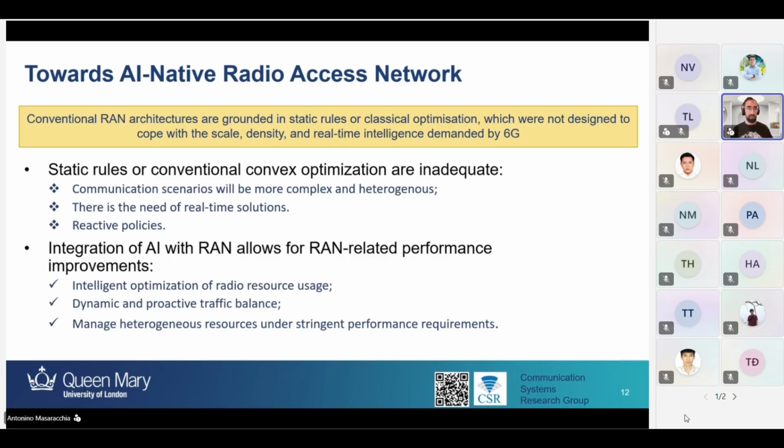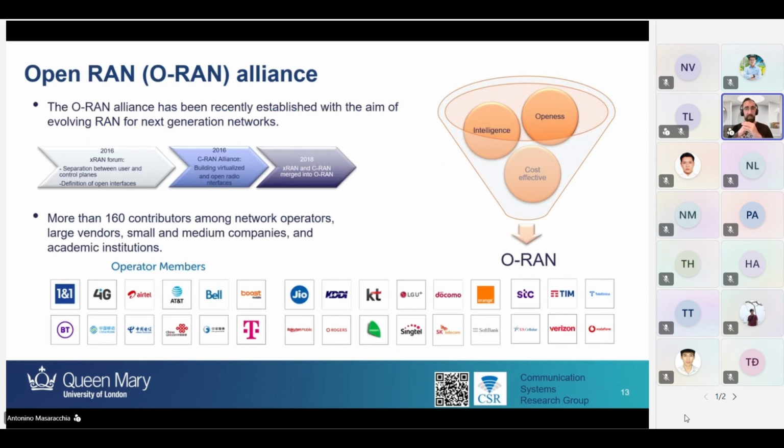this can give the possibility of intelligent optimization of the radio resources, dynamic and proactive traffic balancing, and the possibility to manage resources between heterogeneous devices, and then meet the stringent requirements of reliability and low latency communication. So from this perspective, a lot of consortia and alliances have been built recently, which merged together both universities and industry towards the standardization of the so-called Open Radio Access Network.